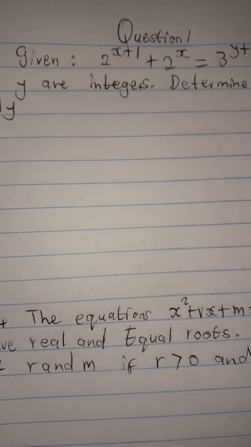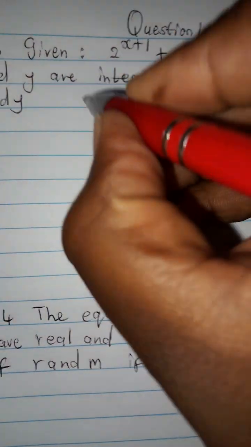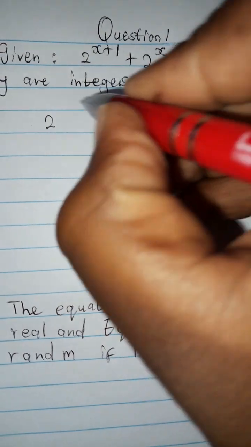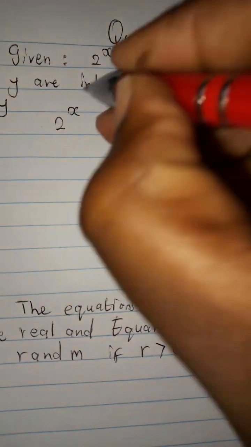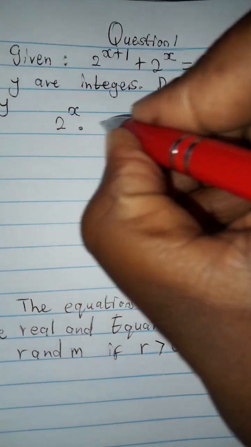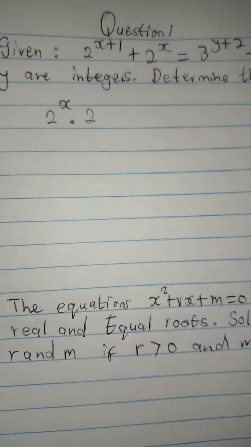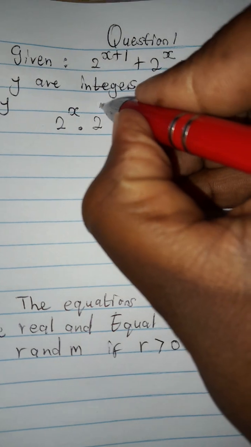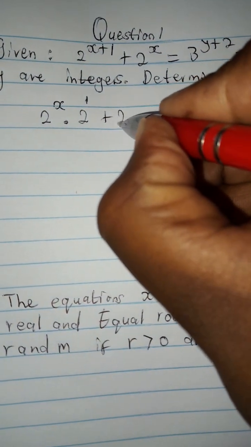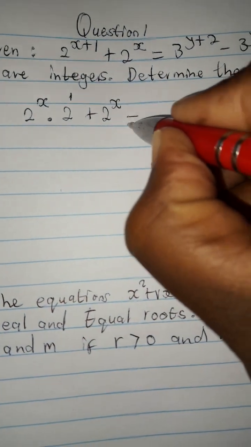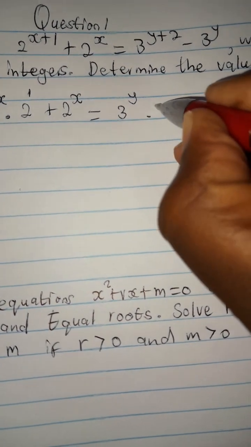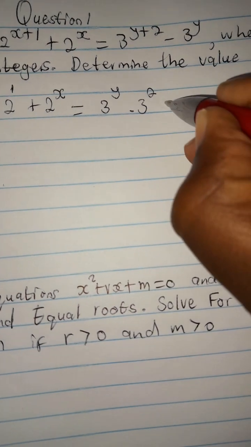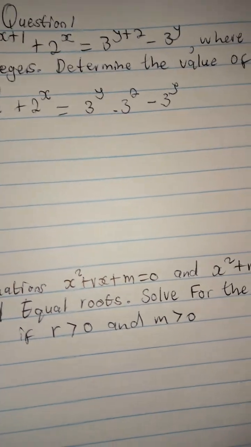So first things first, we are given 2 to the power of x plus 1. You split the exponents. So it's going to be 2 to the power of x times 2 to the power of 1, plus 2 to the power of x, right? Let's split the right-hand side: 3 to the power of y times 3 to the power of 2, minus 3 to the power of y.